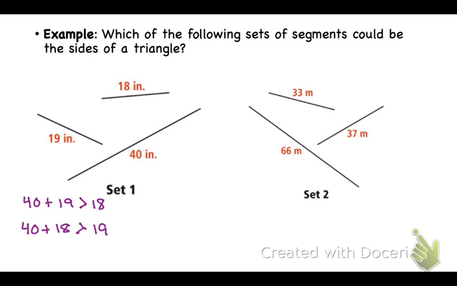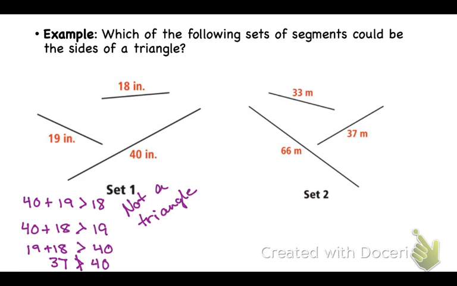What's the last pair I have to do? 19 plus 18. So 19 plus 18 has to be bigger than 40. And I have to work this one out because 19 and 18 is not bigger, right? So 18 plus 19 is what? 37. Is 37 bigger than 40? No. So I draw a line through the greater than sign. So we say it is not a what? Triangle. It's not a triangle.